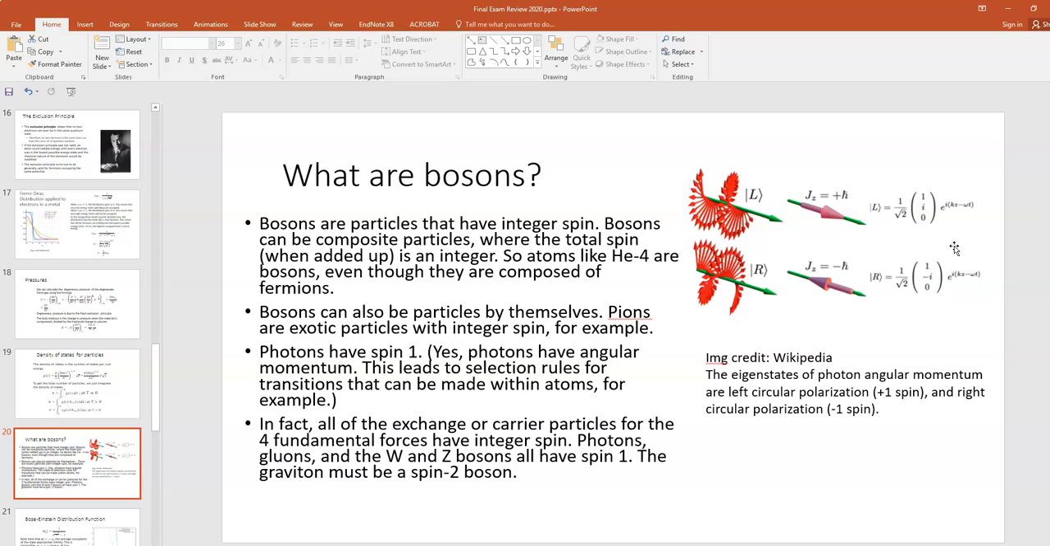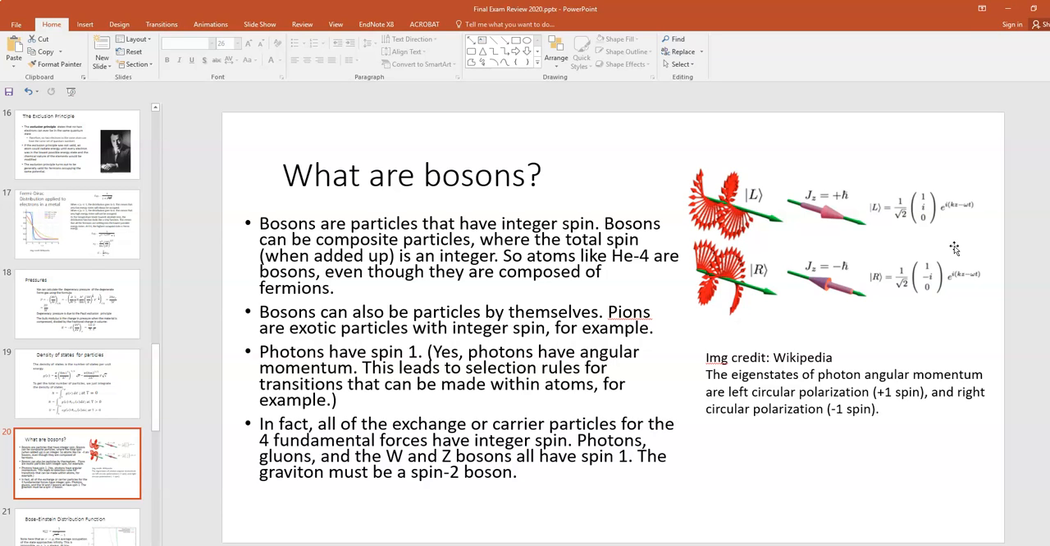Okay, so that's enough on fermions. Let's talk about bosons. Bosons are integer spin particles. They can be composite particles where the total spin is an integer, like helium-4, which of course we talked about with liquid helium and superfluid helium and all that good stuff. So that's a composite boson because helium is composed of 4 fermions, but if you add up their intrinsic angular momentum, then you end up with an integer value because there's an even number of particles.